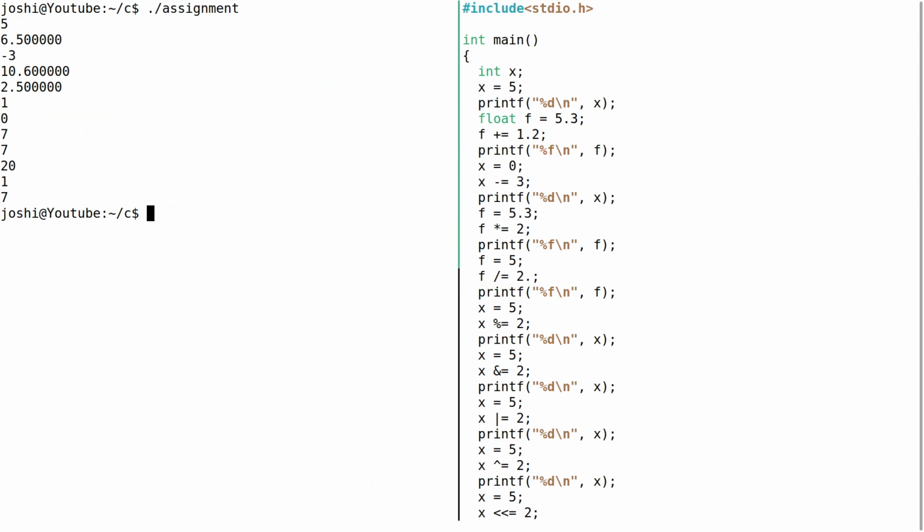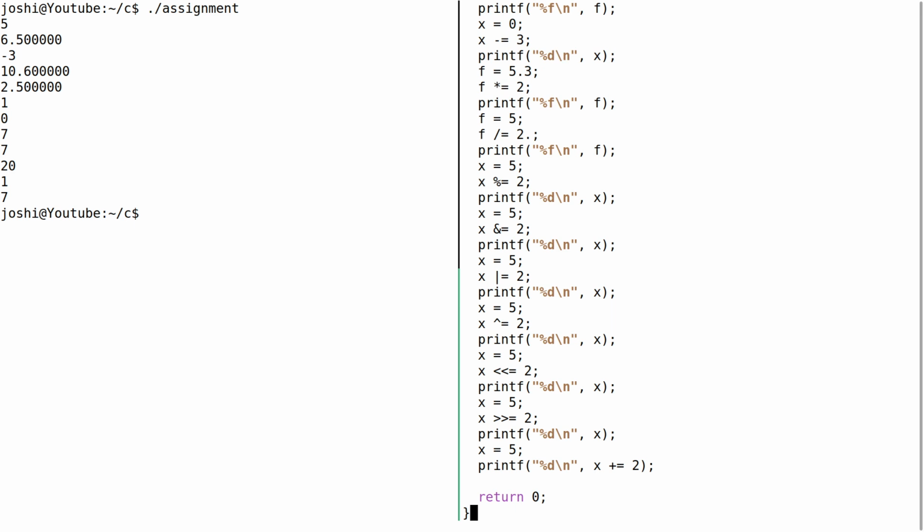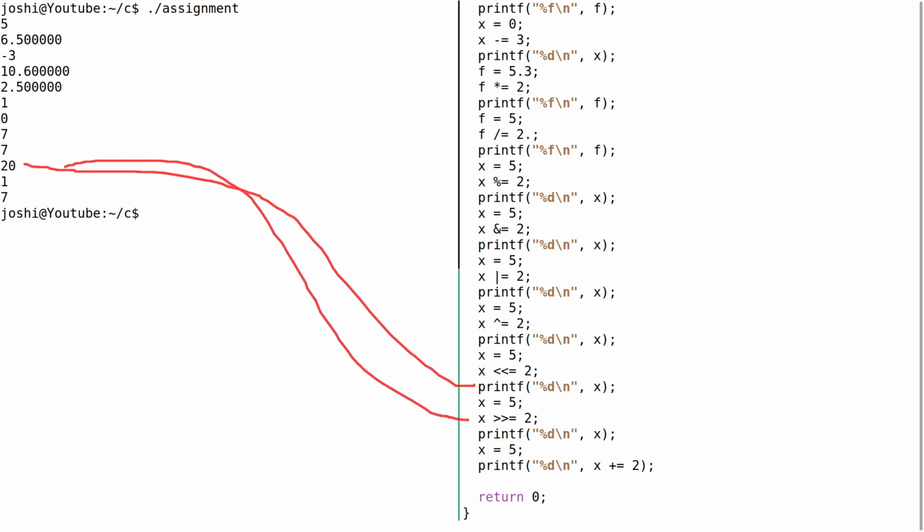On the right side, I should scroll it so that I can see it. Yeah, so 20 we have already seen. So 20 was in case of this. So printf, this was 20. Now you can see here, this would be 1, so it is 1.